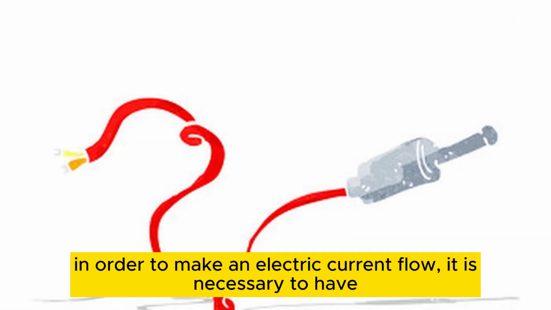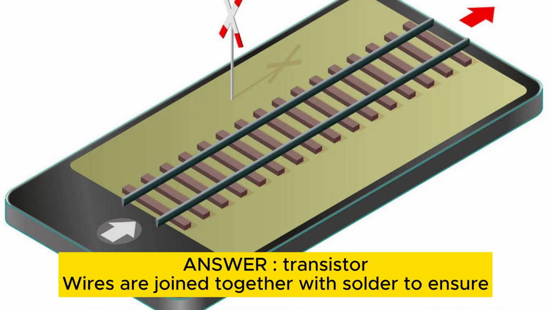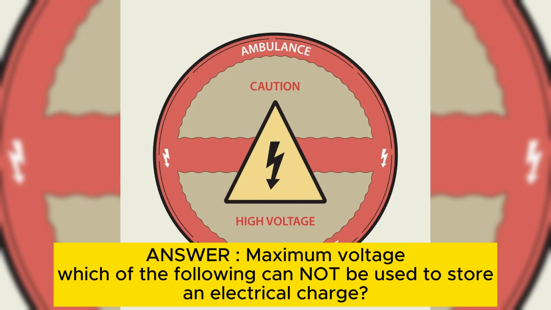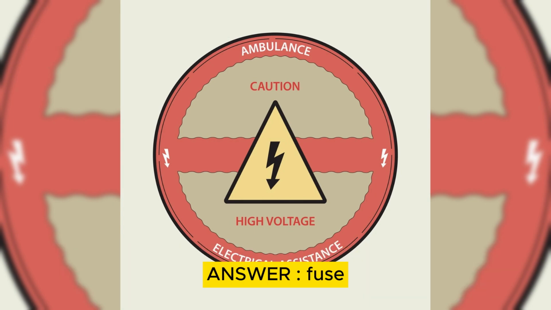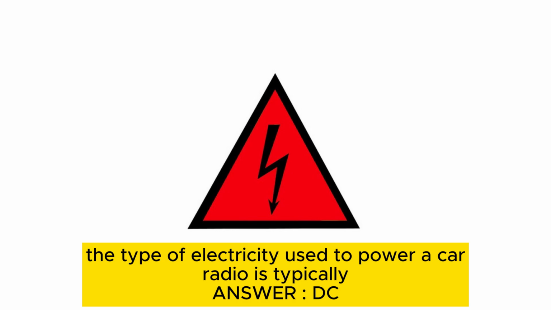In order to make an electric current flow, it is necessary to have, answer, an ammeter. A device that converts sound waves to electric current is a. Answer: transistor. Wires are joined together with solder to ensure. Answer: maximum voltage. Which of the following cannot be used to store an electrical charge? Answer: fuse. Which of the following is a type of resistance in an AC transformer circuit? Answer: impedance. The type of electricity used to power a car radio is typically, answer, DC.